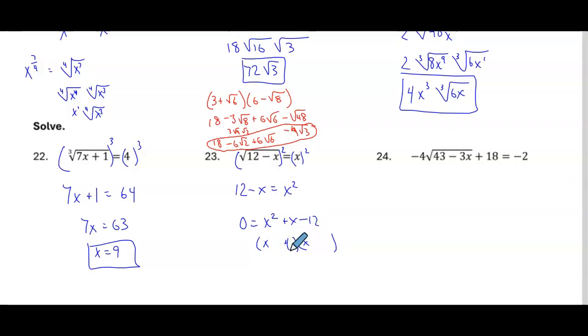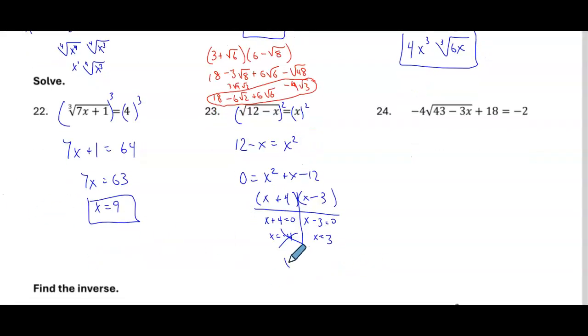Quick factor it. 4 and 3 should work. Put a plus on the 4 and a minus on the 3 so it adds up to plus 1. And then solve it. So x plus 4 equals 0, negative 4. X minus 3 equals 0, so positive 3. When you put negative 4 in, though, you get 16 under here, but then you also get equals negative 4, so that's not right. So only 3 works in this problem.